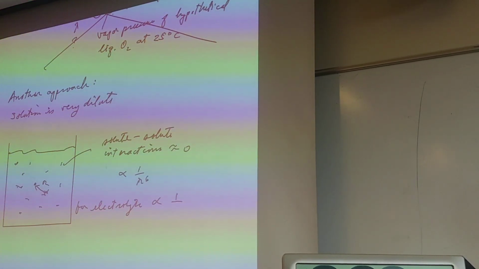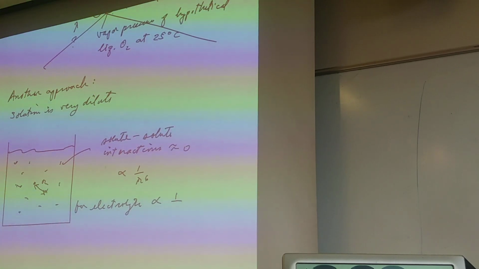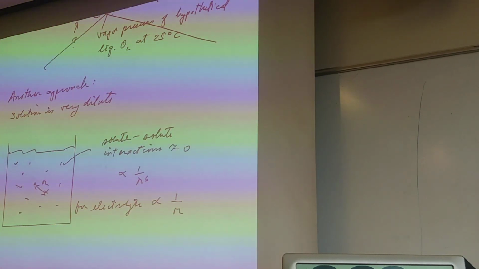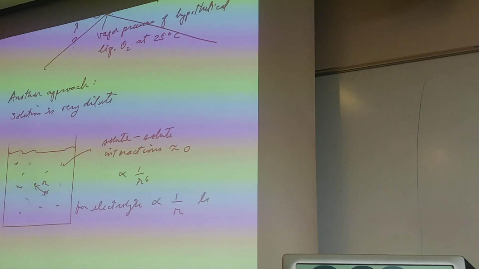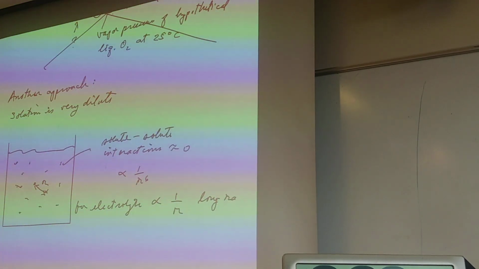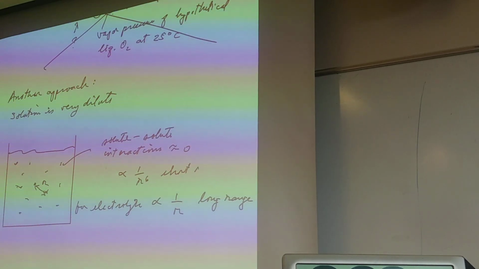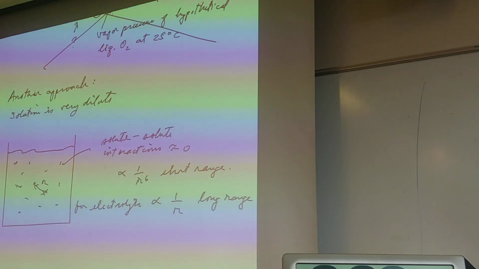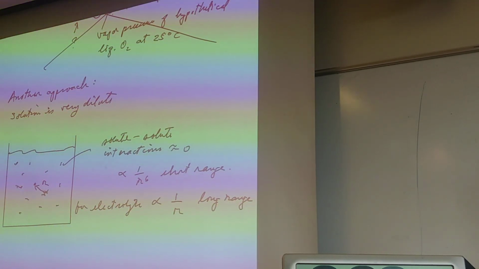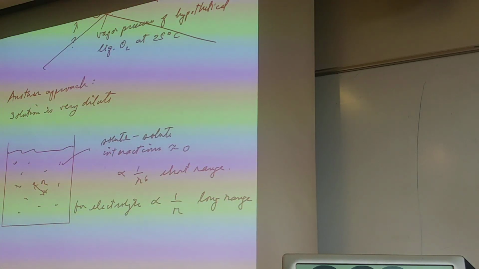One over, anybody know? This is 1 over R. So these are very long range, whereas these are very short range. And we should be able to appreciate that we can always get a solution dilute enough that this fact is true. The solute-solute interactions become negligible. So that'll give us a general situation that we may be able to approach.